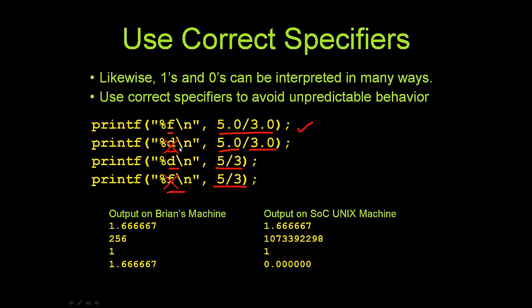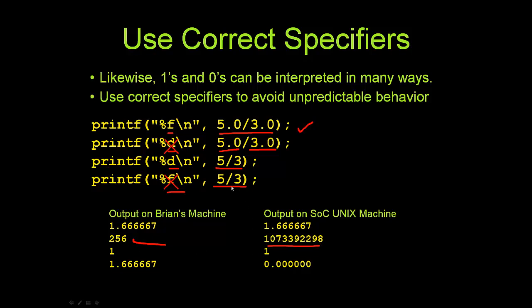Okay, if you print it as a D, then you get this for Brian's machine, and you get this for the SOC Unix machine. So it's a bit random, right? And then next one, if you do 5 divided by 3, what happens here is that when you divide an integer by another integer, you will do truncation. So you get 1, okay?